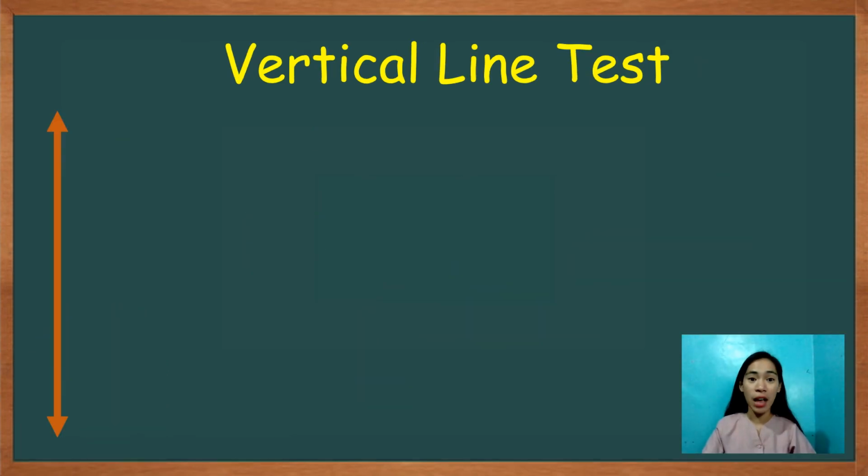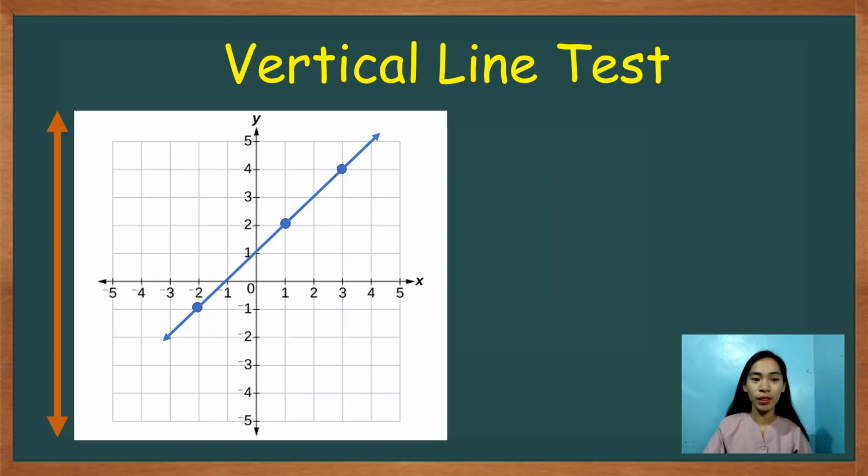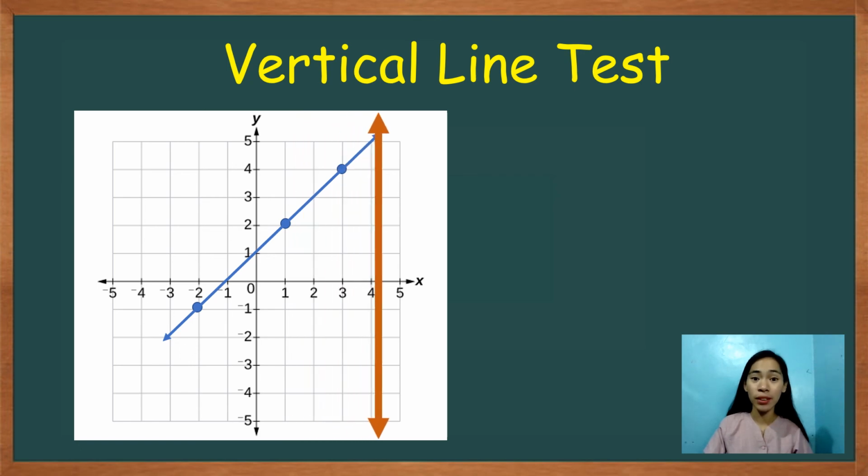So in a graph, how do we determine if the relation is a function? We use a vertical line test. To use this, simply draw a vertical line passing through the graph of the relation, and then observe the points of intersection. In the given example, no vertical line touches more than one point. So this means the graph is a function.